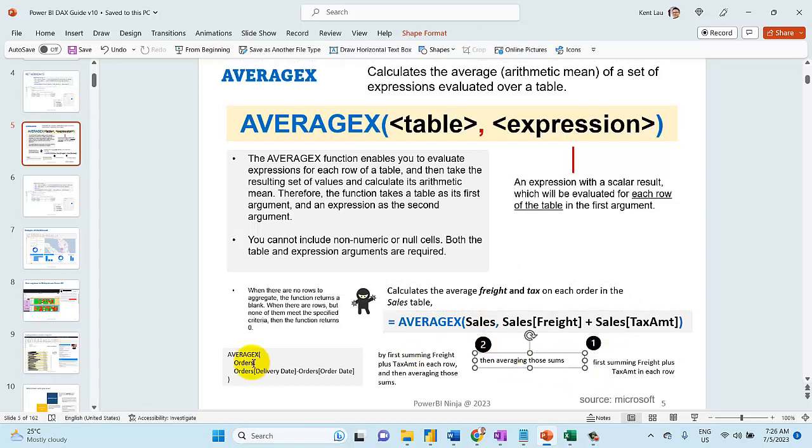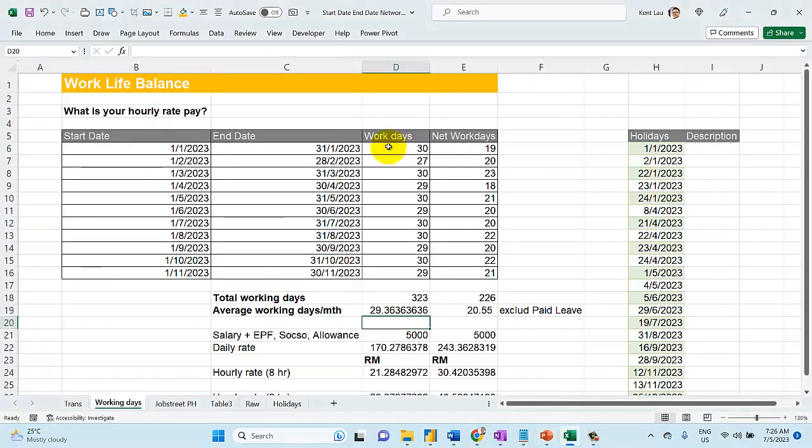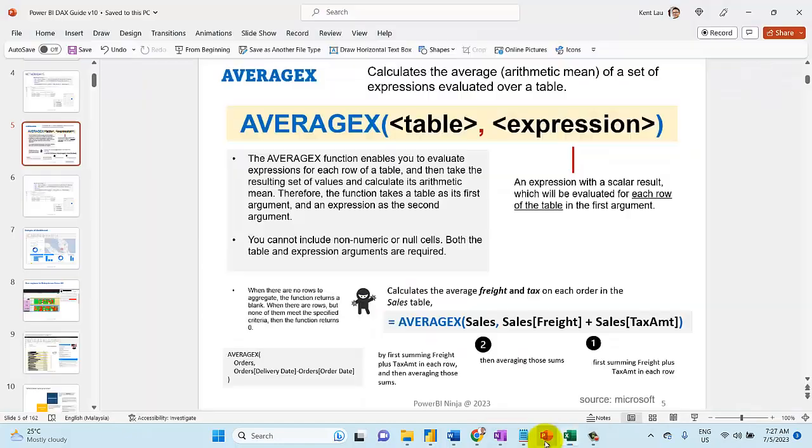Another example would be this: you can use the delivery date minus the order date, and you can get the same thing. So that's about it. I hope this helps you to understand AVERAGEX in an easier way. Basically you have a list of numbers, each of them is a calculation within the same table. That is what it means.